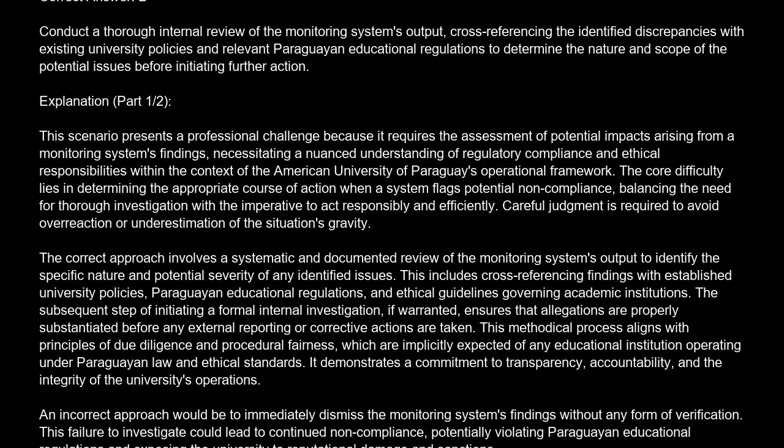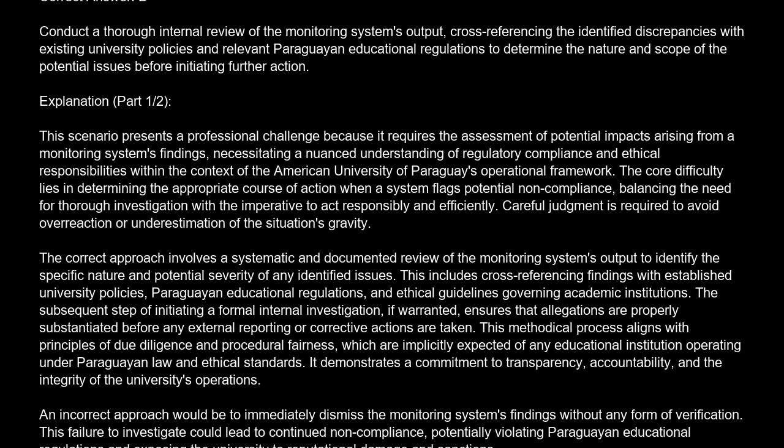The correct answer is B. Conduct a thorough internal review of the monitoring system's output, cross-referencing the identified discrepancies with existing university policies and relevant Paraguayan educational regulations to determine the nature and scope of the potential issues before initiating further action.